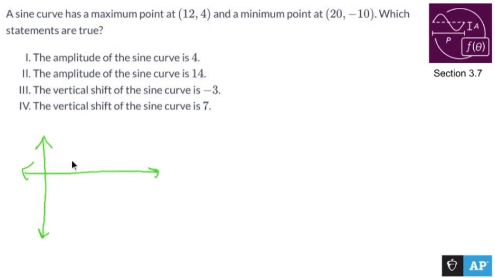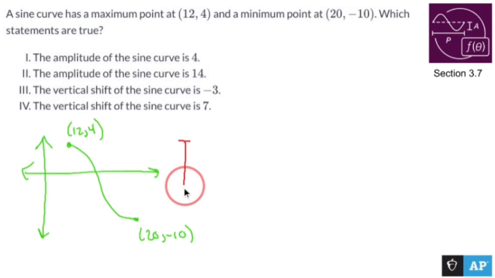So I have (12, 4) up here. I have (20, -10) down here, not drawn to scale. So this is a sinusoidal model, looks like that. They care about amplitude. They care about vertical shift. Let's take a look at amplitude first.